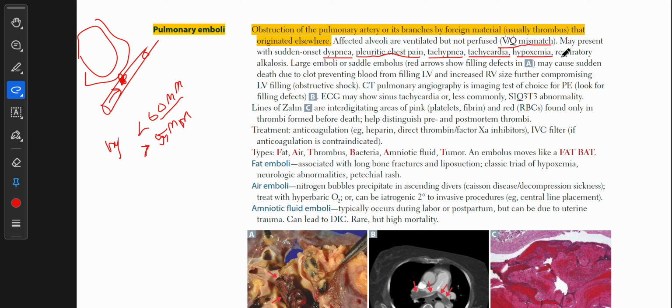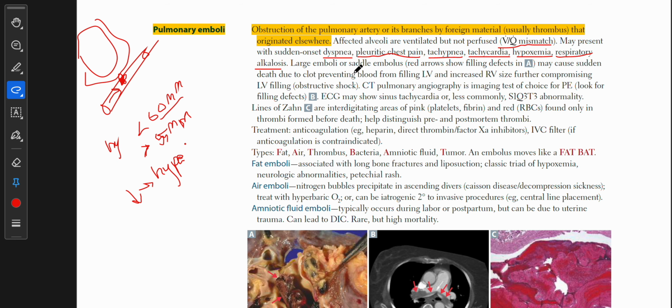And it can cause respiratory alkalosis. Why respiratory alkalosis? Because there is difficulty in breathing, right? Difficulty in breathing will lead to hyperventilation. Increase in ventilation causes rapid breathing, that leads to the exhalation of carbon dioxide at most. And since we all know that carbon dioxide is acidic in nature, the increase in respiratory rate causes alkalosis. That is the reason.